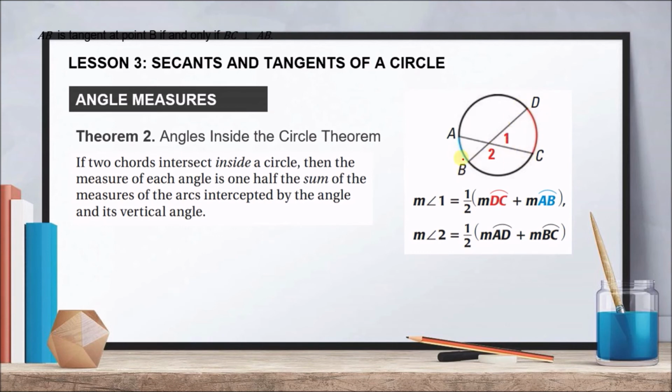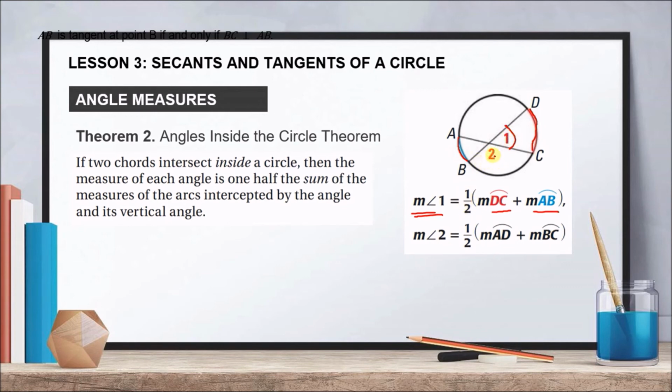So from this given drawing here, to get the measure of our angle 1, we just have to get the sum of our measure of arc AB and measure of arc DC. Okay, this is our AB and this is our DC. Get the sum of that and take the 1/2. Yan yung magiging sukat ng ating angle 1.